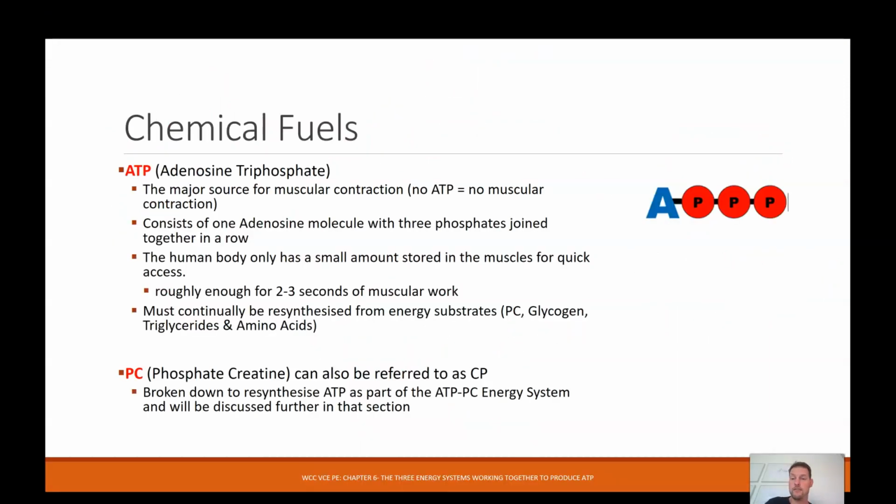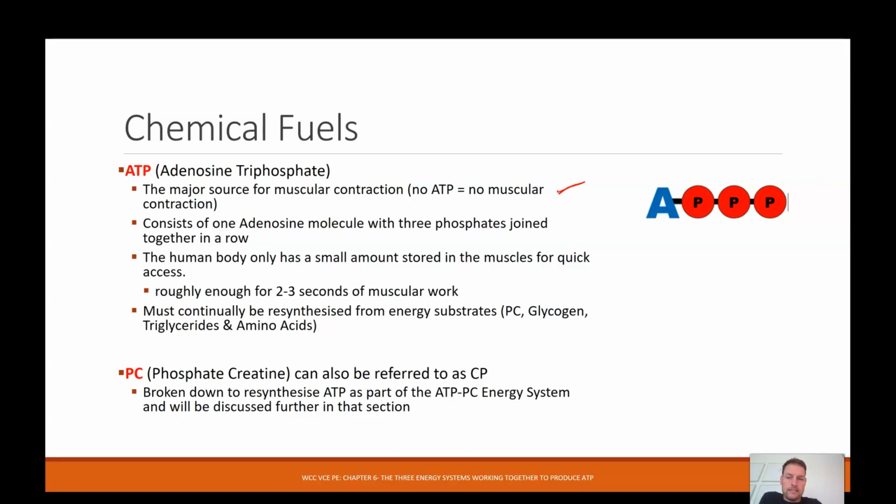Okay, so now let's have a look at some of those fuels that we might be using to actually break down and resynthesize that ATP. So firstly, we've already talked about the ATP, but it's the major source of muscular contraction. It's the only thing that we can use to actually break it down and make a muscular contraction occur.